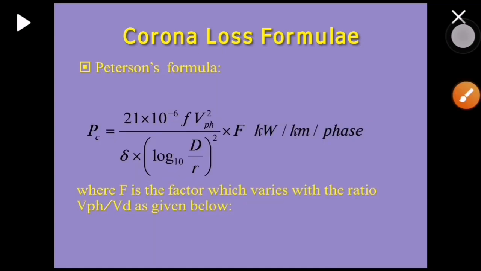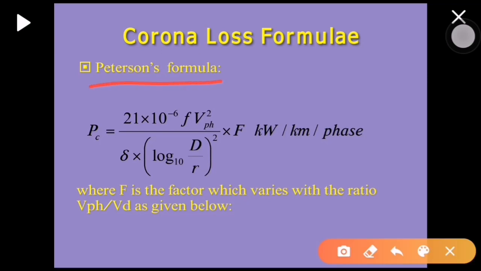Now let's take a look at one more empirical formula given by Peterson, and that formula is Pc equal to 21 into 10 to the power minus 6 F into V phase square divided by delta, divided by log at the base 10 d by r whole square, into the factor f, and factor f is to be obtained from the table given in the next slide. This loss is also in kilowatt per kilometer per phase for the fair weather condition. Fine.